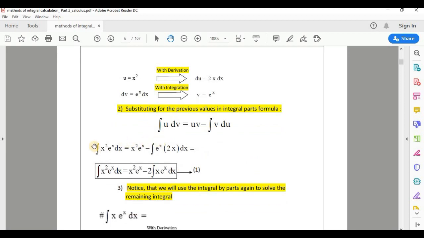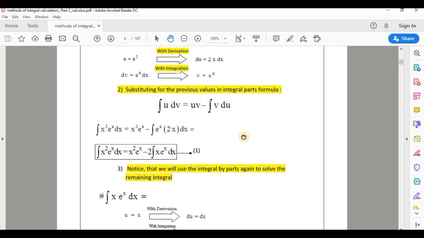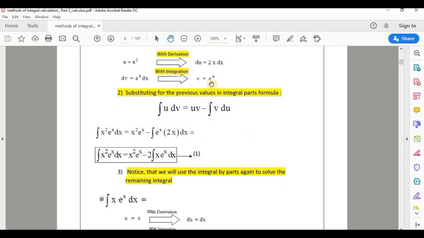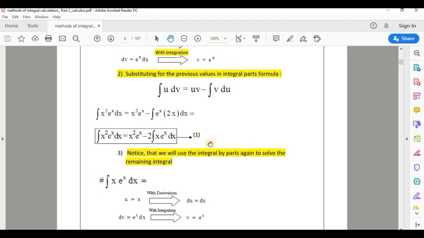Then it will be integral u, what is u? It will be x to the power 2. And dv, what is dv? It will be e to the power x dx, equal u multiply v. It will be x to the power 2 multiply v. What is v? e to the power x, minus integral v du. What is v? It will be e to the power x, multiply what is du? It will be 2x dx. And this is the first equation.